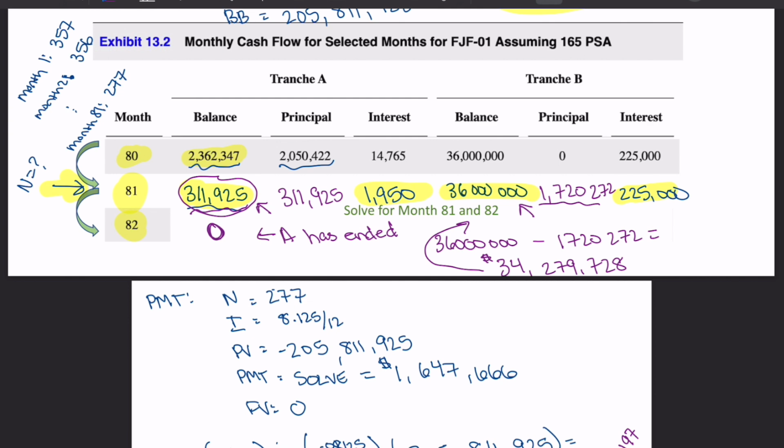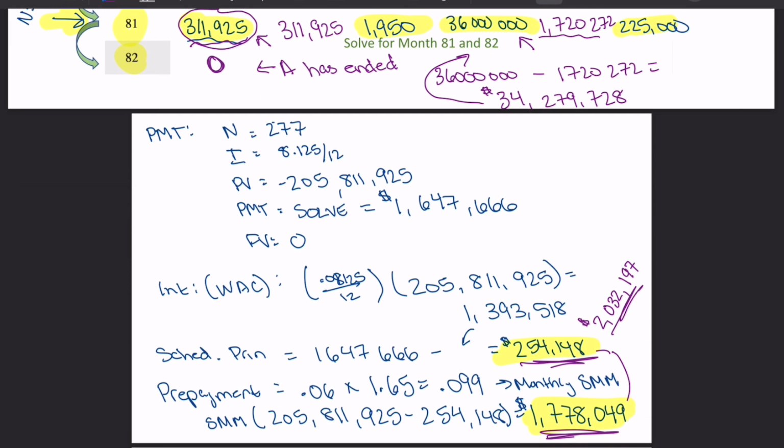And what would we do there? Now we would go back to this first step again, and we would say, okay, now it's really just 276 periods. Our new present value is the amount remaining from B, C, and D. A has gone away.